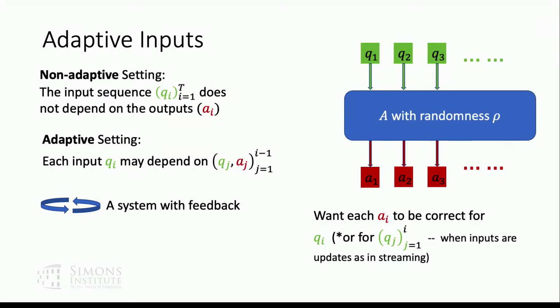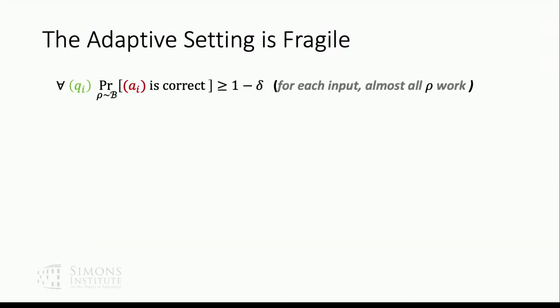So this arises when there is like a system with feedback, or in an adversarial setting where the goal is to construct a bad input. So that's how these kind of settings with dependence arise. So the adaptive setting is kind of more fragile to analyze.